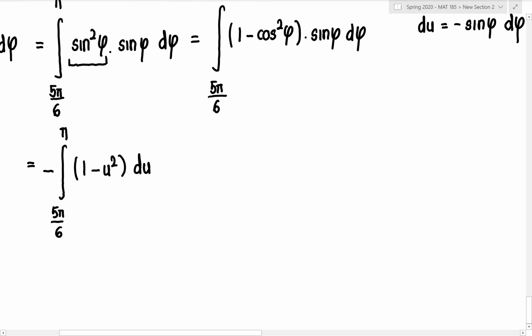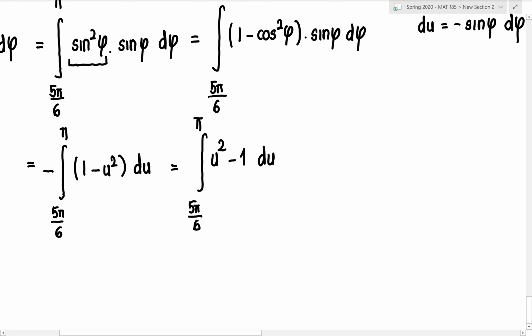Right? I can multiply the negative on the inside since I don't like carrying that negative all the way around, so I have 5 pi over 6 to pi, then I get u cubed minus 1 du. Sorry, u squared minus 1 du.